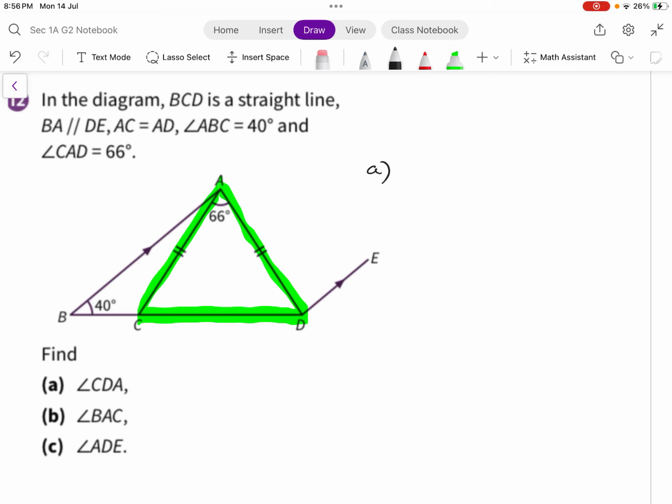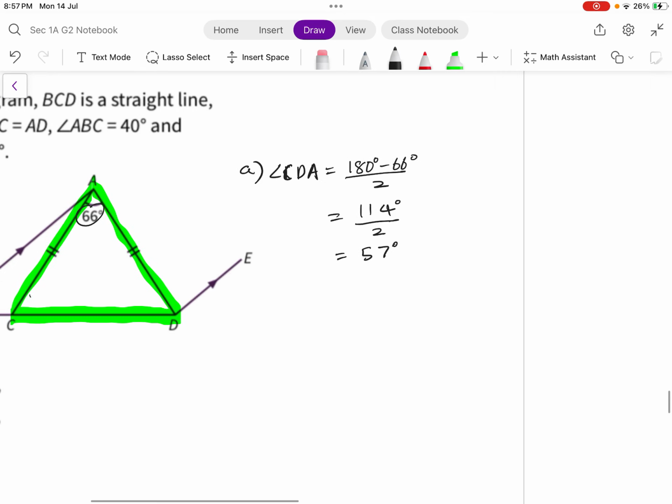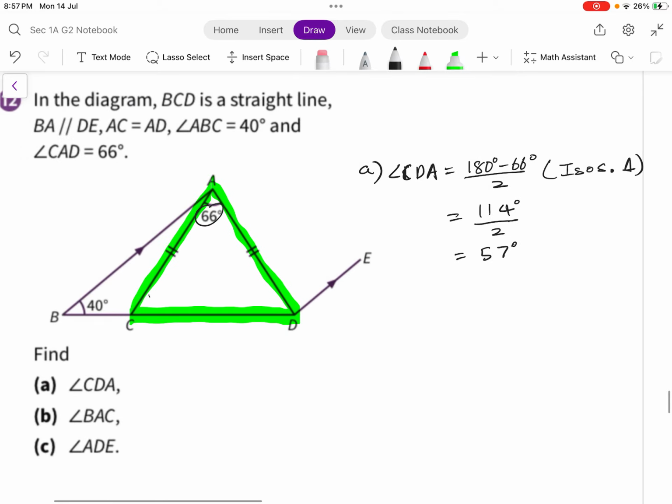So angle CDA is 180 degrees minus 66 degrees because of this angle, but there are two, right? So we just need to divide by 2. So 114 divided by 2, we get 57 degrees. Okay, now we need to write down here the reasoning: ISOS, short form, triangle, isosceles triangle.